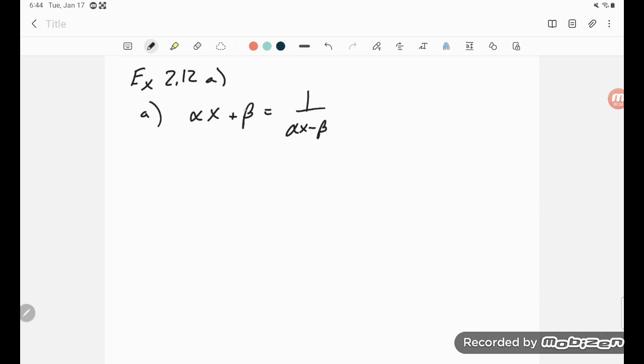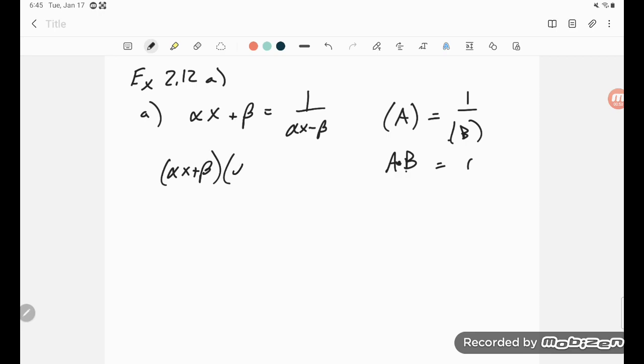So as I see it, what I'm seeing here is I have one quantity equals 1 over another quantity. So if I call this one quantity A and that B, I just want to multiply both sides by B, so I'll get A times B equals 1. And so when I do that, I'll have my alpha x plus beta times alpha x minus beta equals 1.